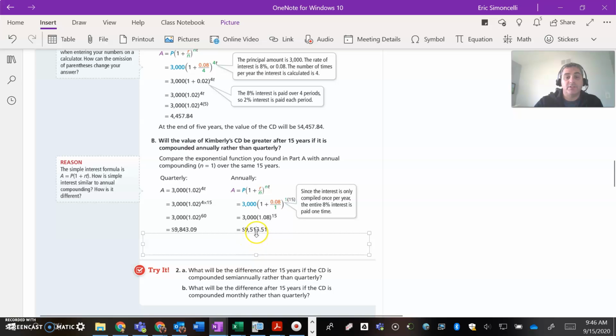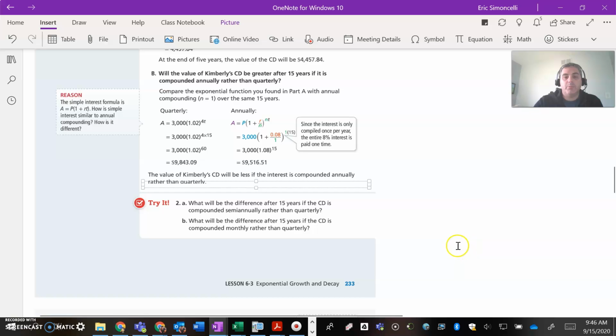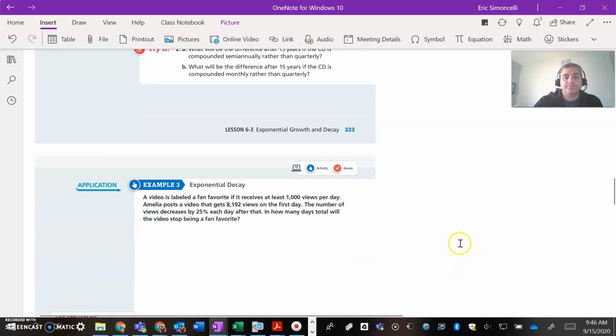516, 0.51 or 51 cents. The value of Kimberly's CD will be less if the interest is compounded annually rather than quarterly. So always choose more compoundings because the end value will increase accordingly. And then, of course, you'll have more money. So that's a great example of how best to invest.